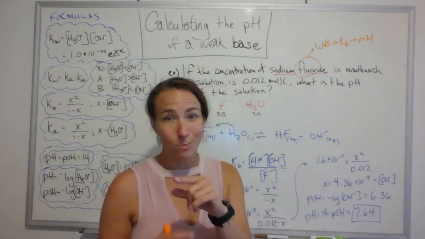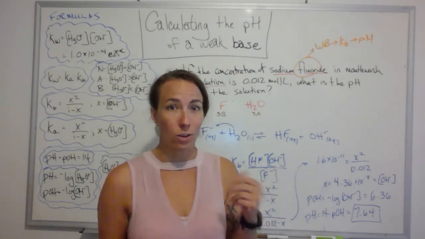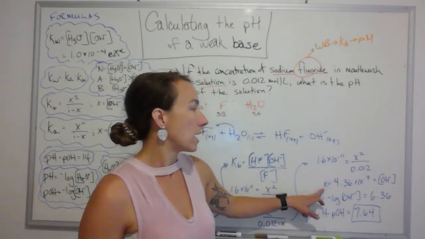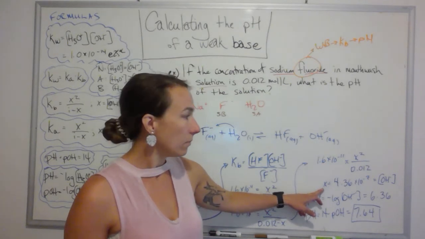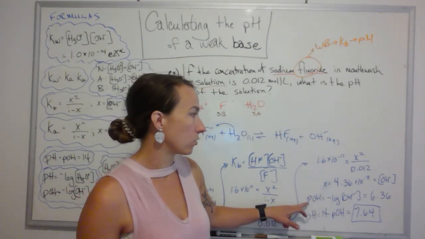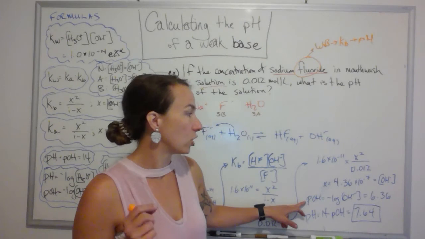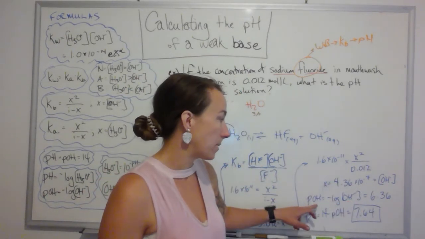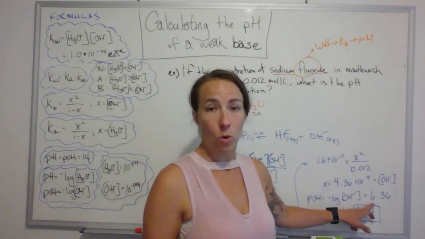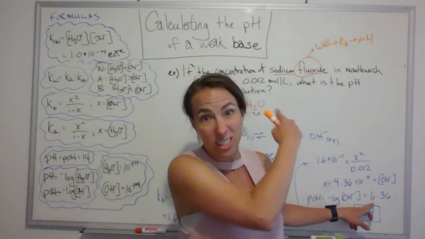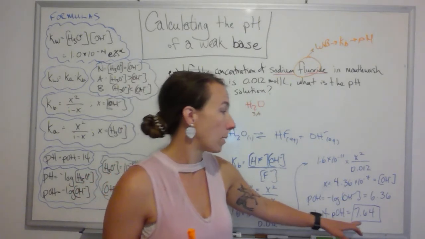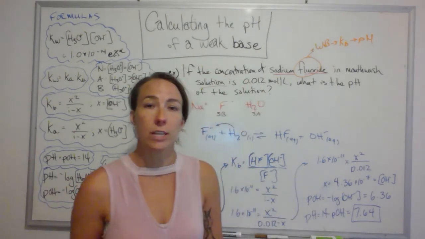I'm not done, this isn't math. You're not solving for x, circling it, and moving on to the next question. I have to actually think through this. So here, this is my x value, which equals my OH minus concentration. So my pOH equals negative log of the OH minus concentration. That's my pOH. And so my pOH is 6.36, but it asks for my pH. So my pH equals 14 minus my pOH. So my pH is equal to 7.64.